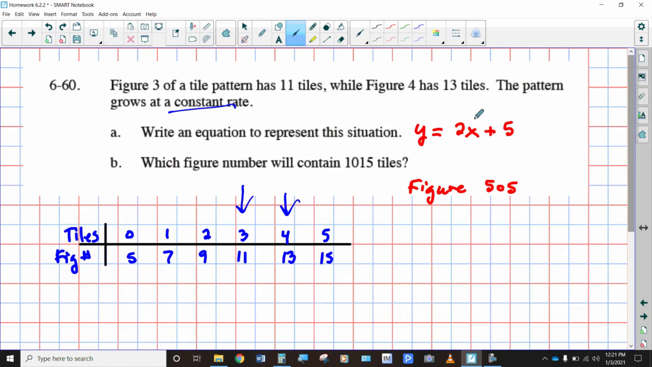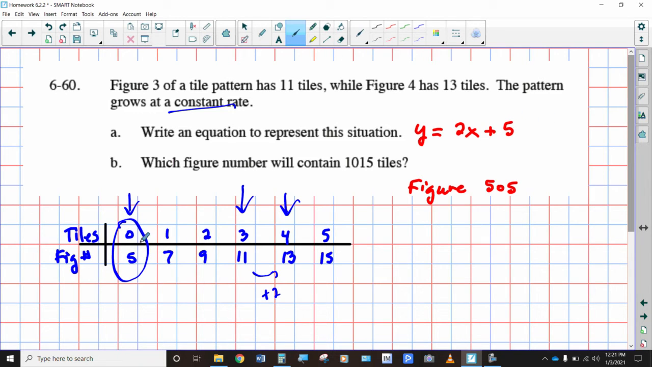So we know that this formula of y equals mx plus b is going to apply. So once we figure out what the equation is, we can now figure out how many tiles will be in any figure, or if you give me a number of tiles, I can tell you which figure number would have that number of tiles. Okay, so once again, you can set up a table and you can say, oh, it looks like the growth rate is increasing by 2 every single time. So when we work our way backward, we get to our y-intercept, which is 5.